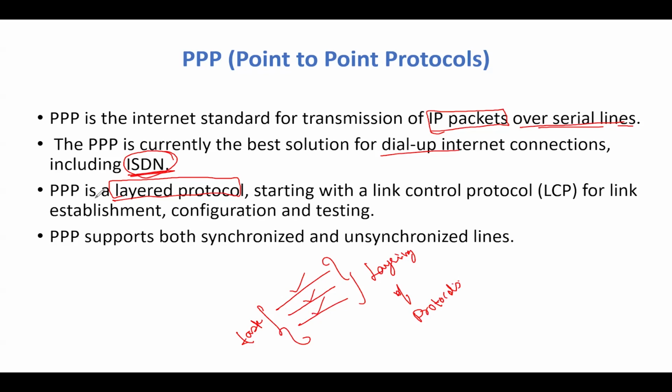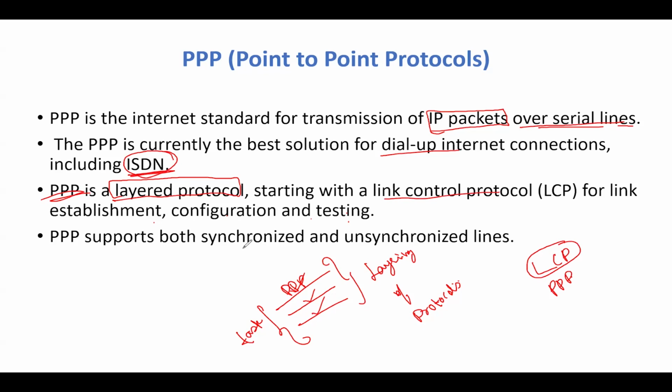So PPP is a layered protocol. We start with the link control protocol for link establishment, configuration, and testing. Along with the link control protocol, you can use PPP. The link control protocol is especially used for establishment, configuration, and testing of the link. After that, we will be using the point-to-point protocol, where we will be able to transfer the data or any connections if you want to have.